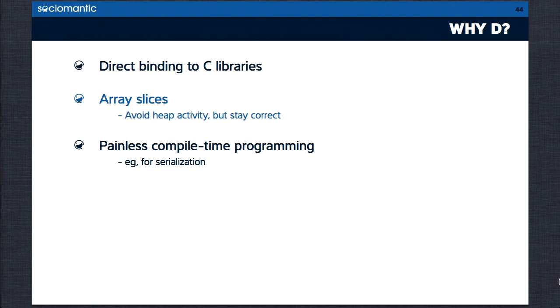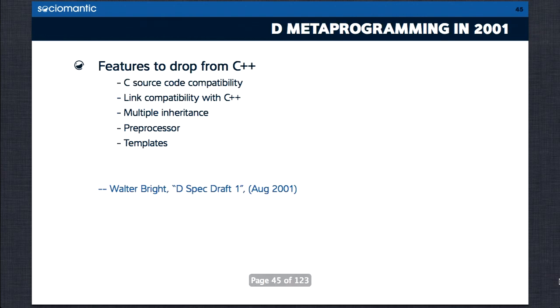What was the state of metaprogramming in D a decade ago? Well, Walter published the original spec for D back in August 2001. It was mostly written with reference to C++ based on his experience with writing C++ compilers. Firstly, he had a list of features to keep from C++. One was the first killer feature I mentioned, the ability to link directly to C libraries. But the second part was more interesting.